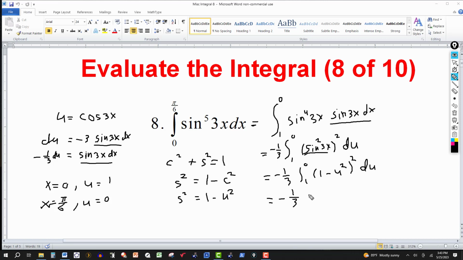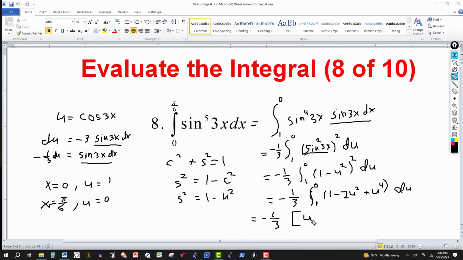There's minus 1/3. Still have the integral here. Haven't integrated yet. 1 to 0. And square this out. This will be 1 minus 2u squared plus u to the 4th. That's what we get when we expand 1 minus u squared quantity squared. This is du. And then this is equal to, I'm going to leave the minus 1/3 out in front. And we're going to integrate this term by term. Basic integration with respect to u.